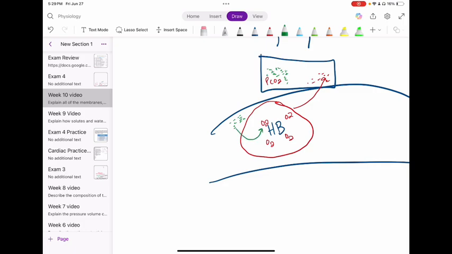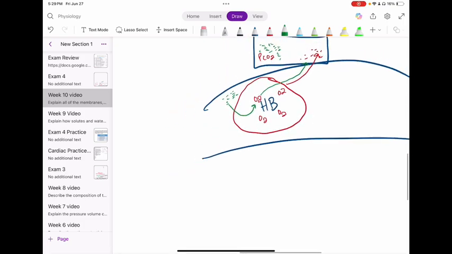So as it builds up in the capillary, it flows to an area of low concentration, and it will kick off one of these oxygens. It'll come off, and so it won't bind at the same site, but it will bind close to it, and it'll still cause that change to happen, that shift.